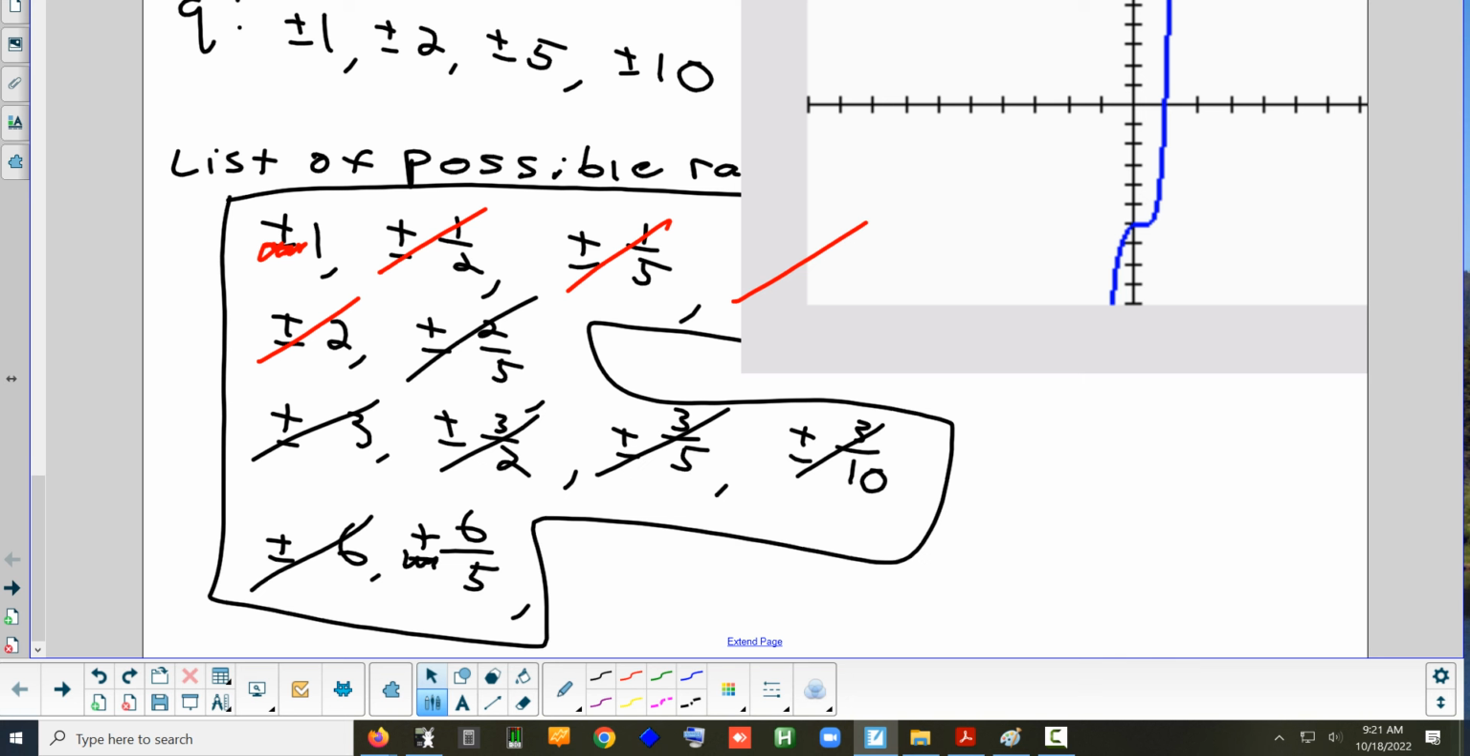But out of this list of possibilities, I would say the only ones that even look remotely like they could be right are positive 1 and positive 6/5. I don't think any of the other ones are even close. So any questions on how we narrowed that down?